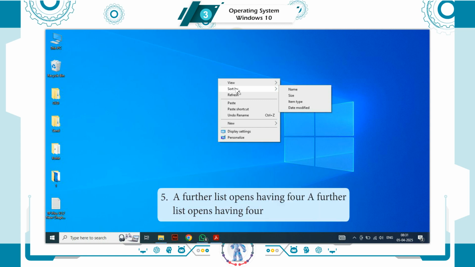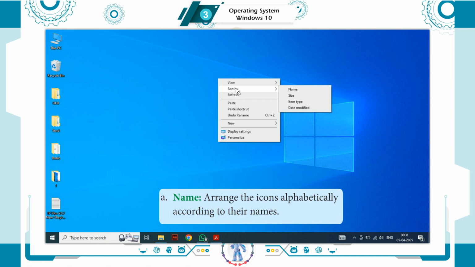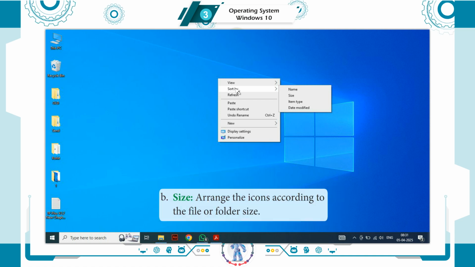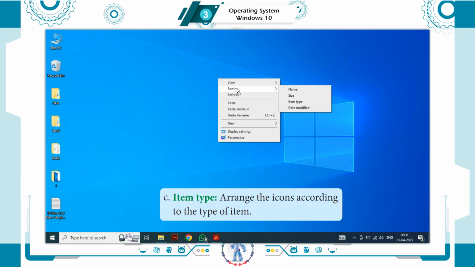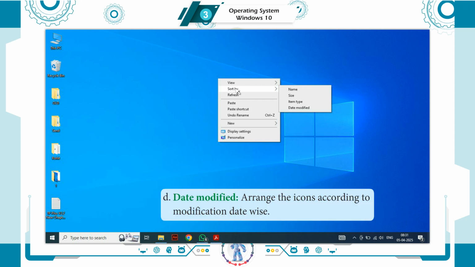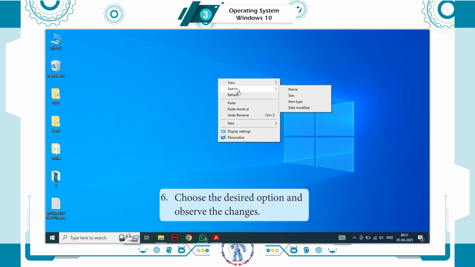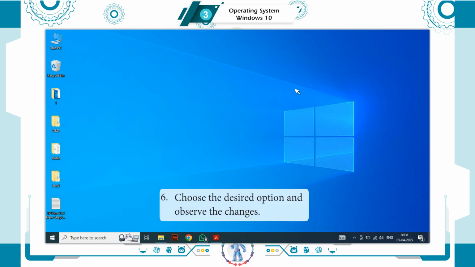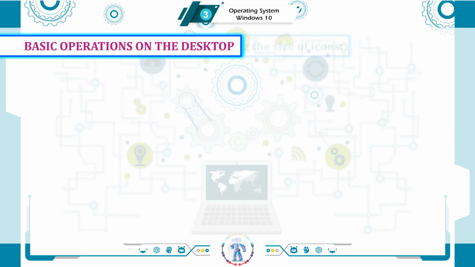5. A further list opens having 4 options. A. Name. Arrange the icons alphabetically according to their names. B. Size. Arrange the icons according to the file or folder size. C. Item type. Arrange the icons according to the type of item. D. Date modified. Arrange the icons according to modification date-wise. 6. Choose the desired option and observe the changes.